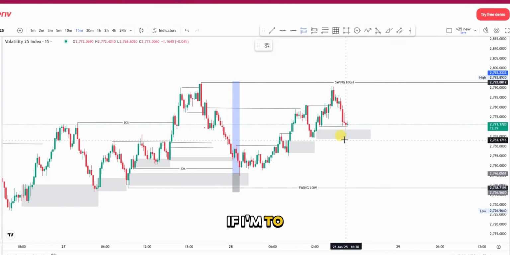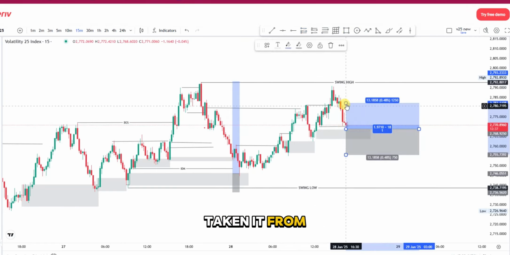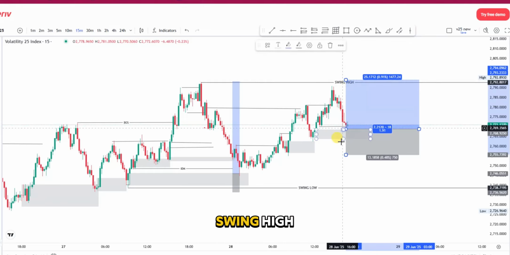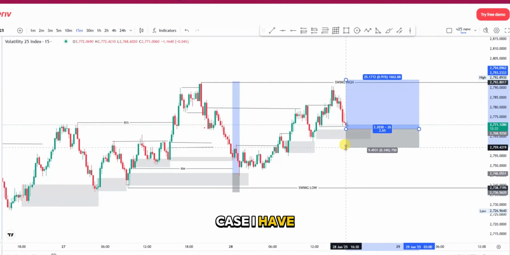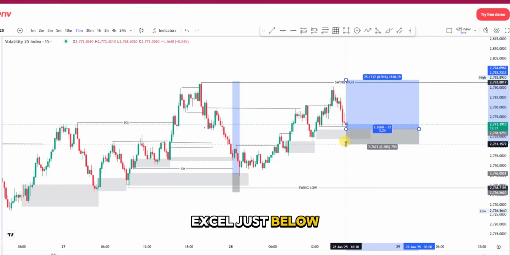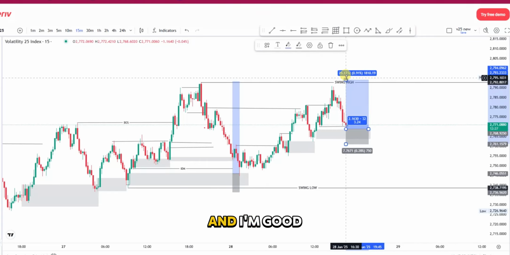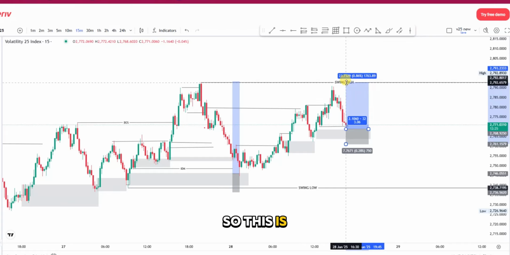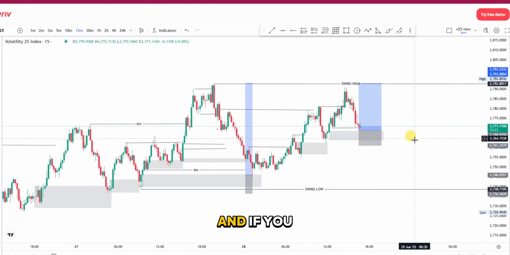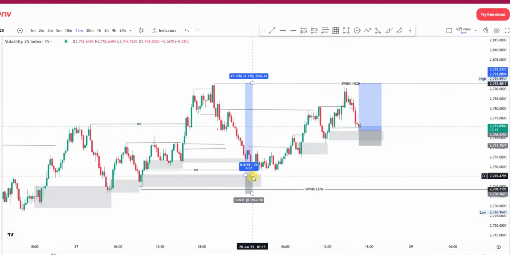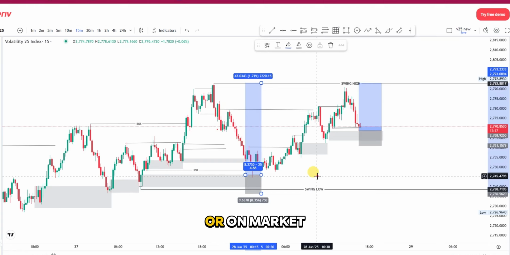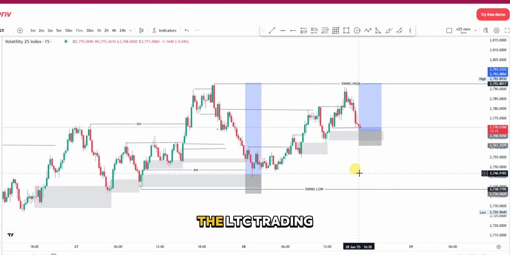So if I'm to take my trade, I will have taken it from here. Then I will still target the swing high. And in this case, I have to put my SL just below this, and then I will get my 1:3 risk to reward, and I'm good to go. So this is how I was able to get this trade. And if you want to learn more about this, you can watch my other video on swing high and swing low, or on market structure, that is the LTC trading concept, and you are good to go.